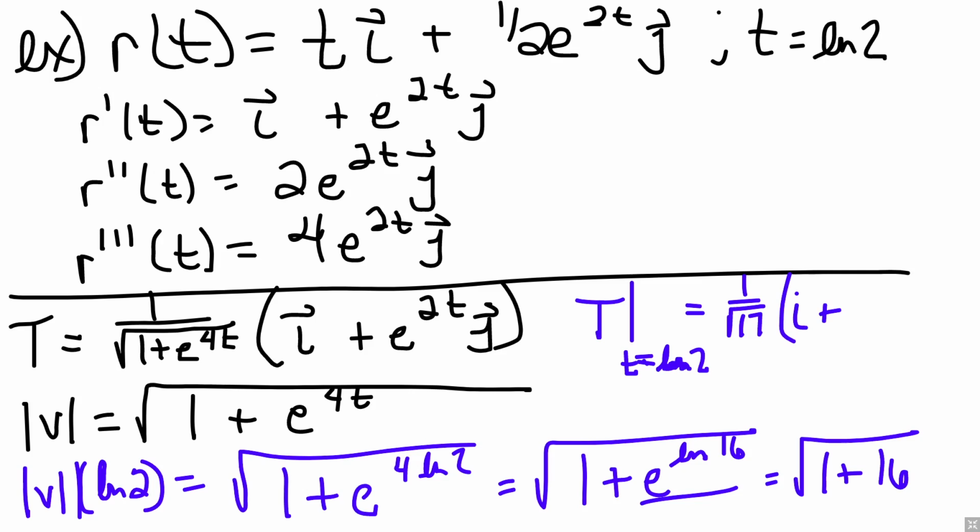I plus, now if we put the natural log of 2 here, and for this piece, we're going to end up with just a value of 4, in the I direction. Okay, so there's our unit tangent. Any questions?